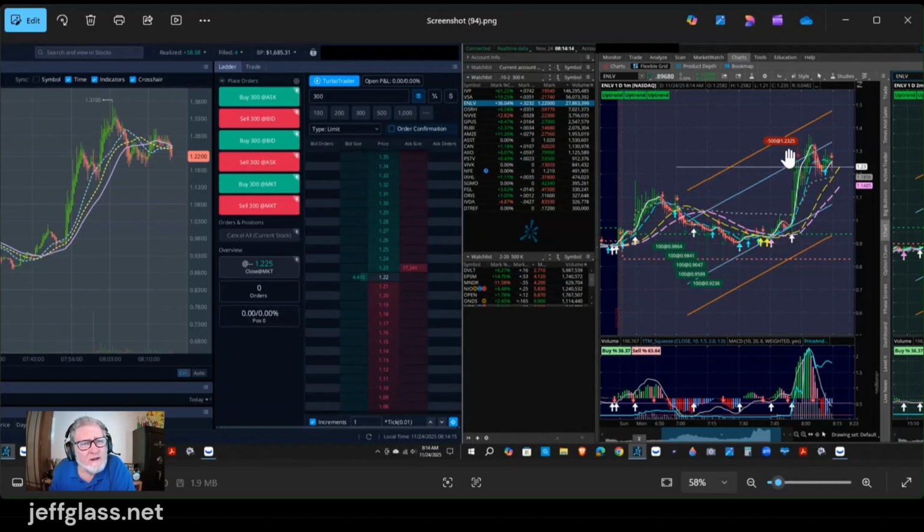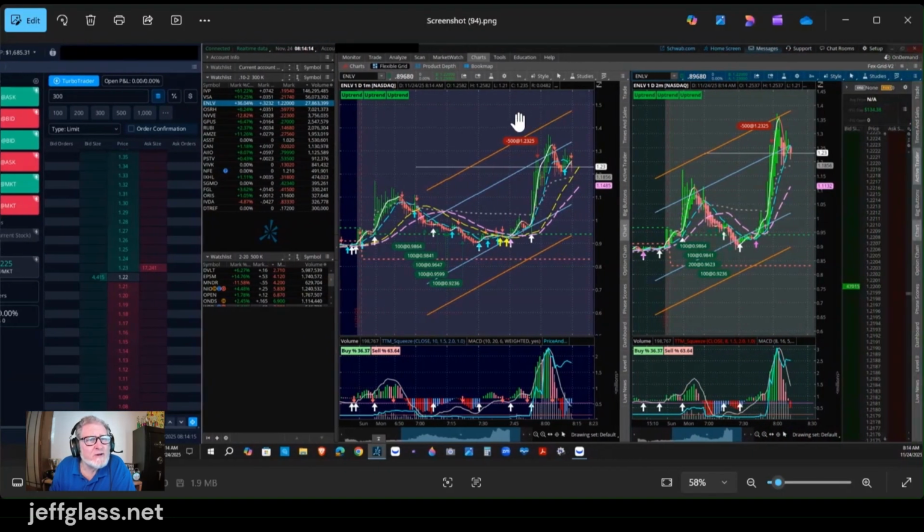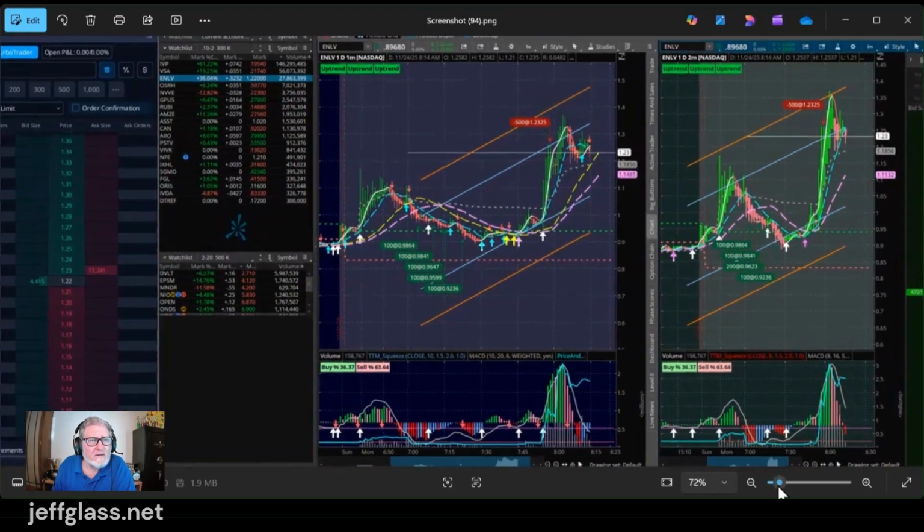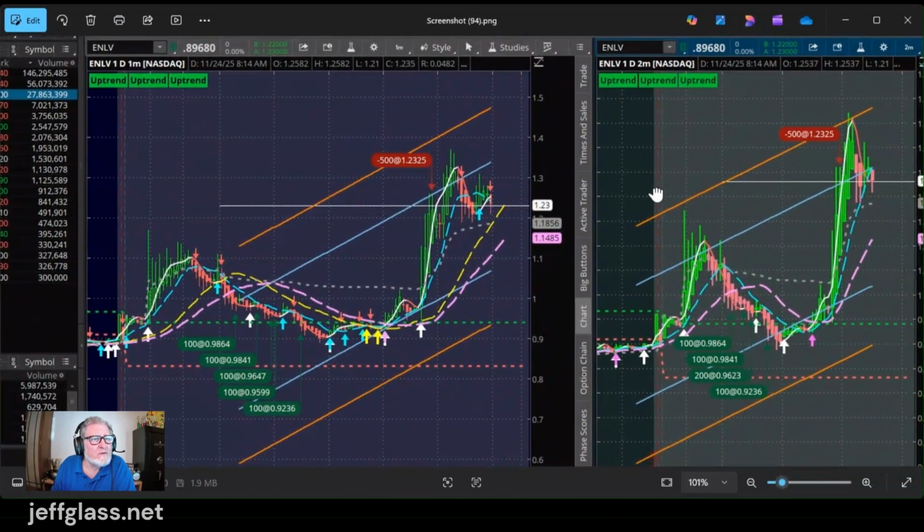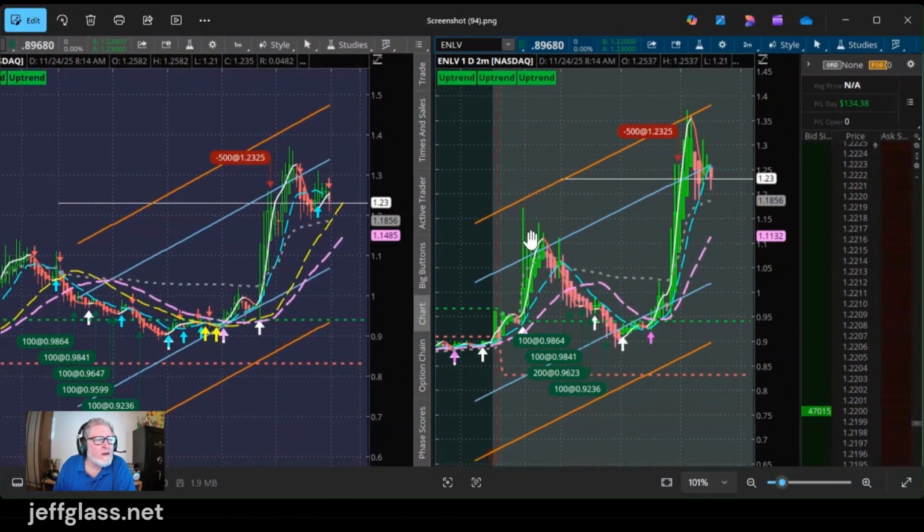And so I sold it right there. I'm going to enlarge this so you can actually see that's what I've done. Make that real clear. So see, here you go. Here's my purchases all the way down. And then I just waited until it went up and sold it, 500 shares. Sold it at $1.23. And here's what I made on that trade right here, $134.38.